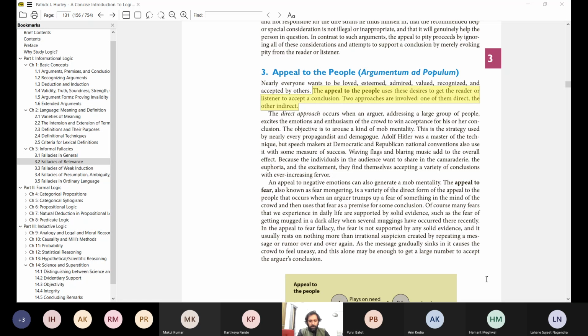Remember this term, bandwagon effect? Sir, we remember bandwagon effect. Yes, sir. So the bandwagon effect is like one kind of special case of the appeal to the people in its indirect sense.